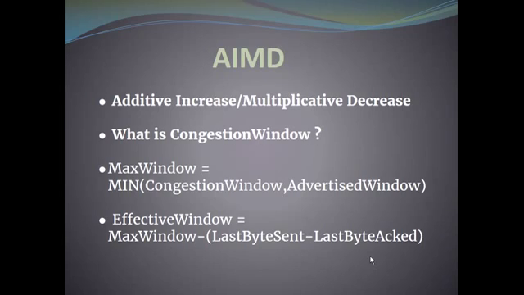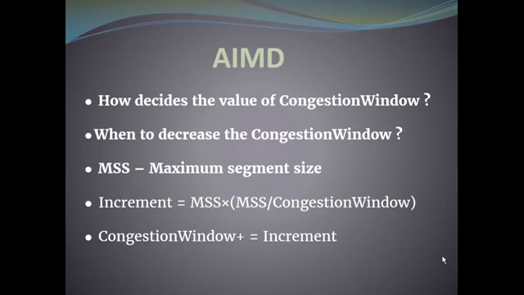Thus, TCP's effective window is: max window is equal to minimum of congestion window and advertised window. And now our new effective window size is equal to max window minus (last byte sent minus last byte acknowledged). Thus, a TCP source is allowed to send no faster than the slowest component. It may be the network or the destination host.